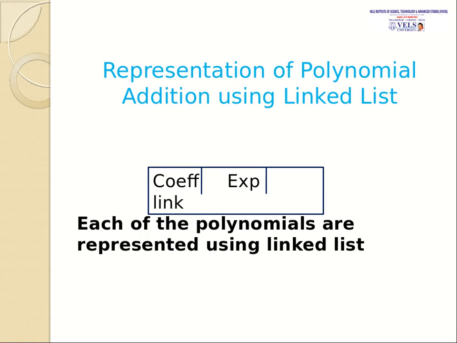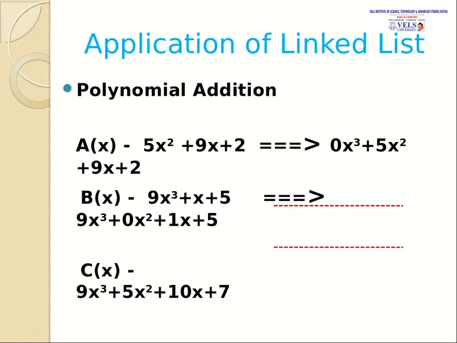So how it is performed: it will first take the 9x cubed, and then check in A of x whether it has a cubed exponent, x3. It is not having that, so it takes the 9x cubed as it is and keeps it in the result. Next it takes the 5x squared, which is the higher exponent, and compares with B whether it has an x squared component. It is not having that, so the coefficient of 5x squared is taken as it is and inserted in the result.